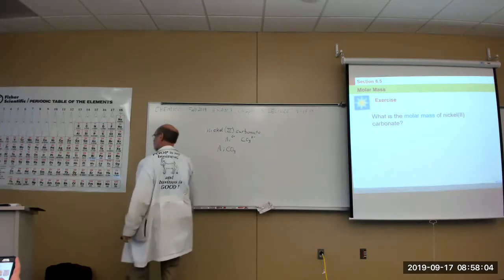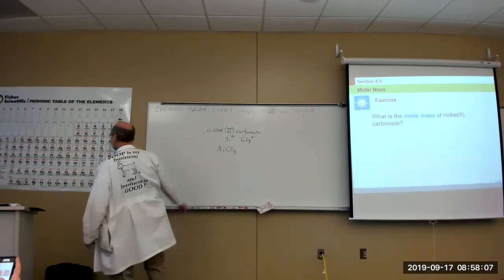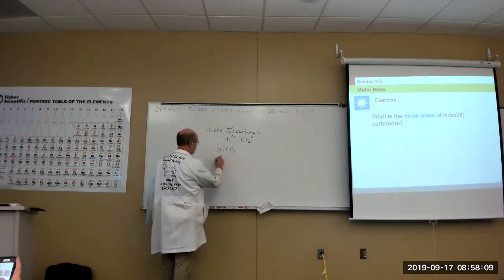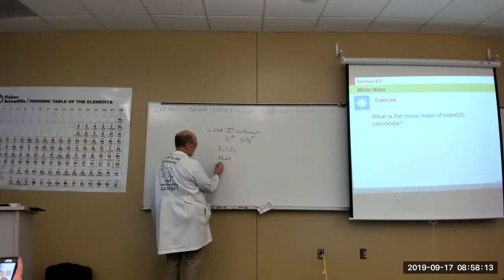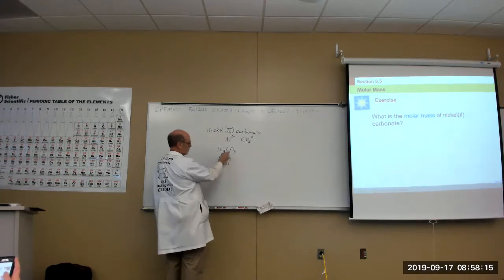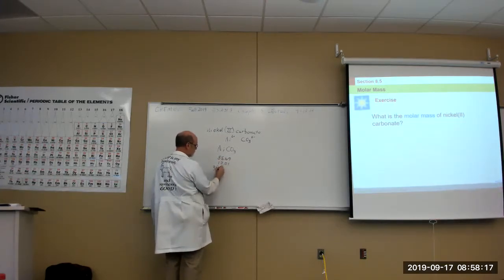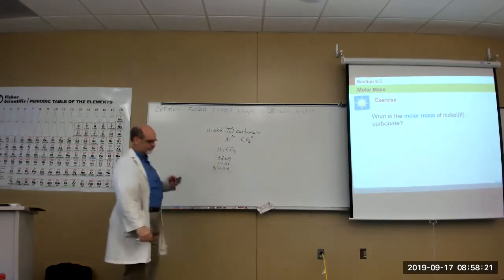So nickel is, I was just looking at it, 58.69. There's only one of them. Carbon is 12.01, and 3 oxygens. And just add them together.